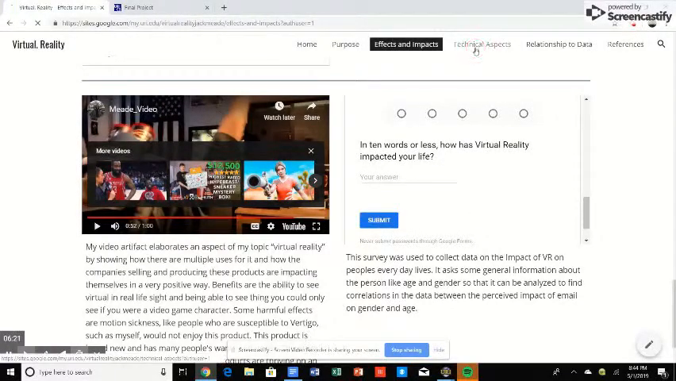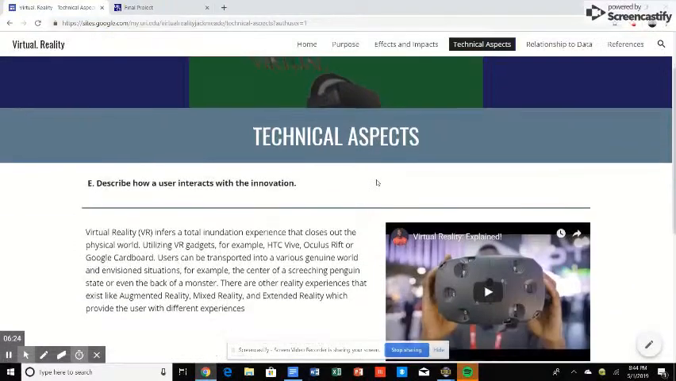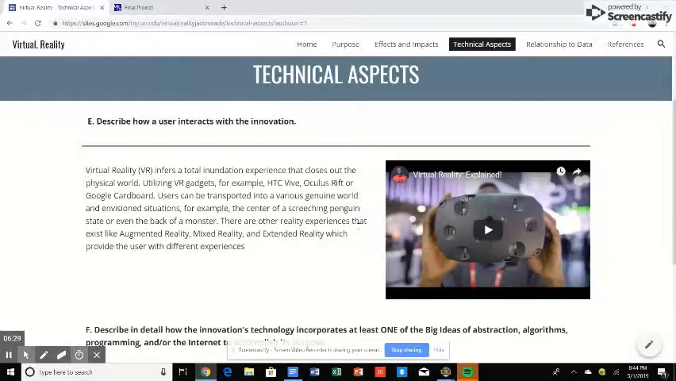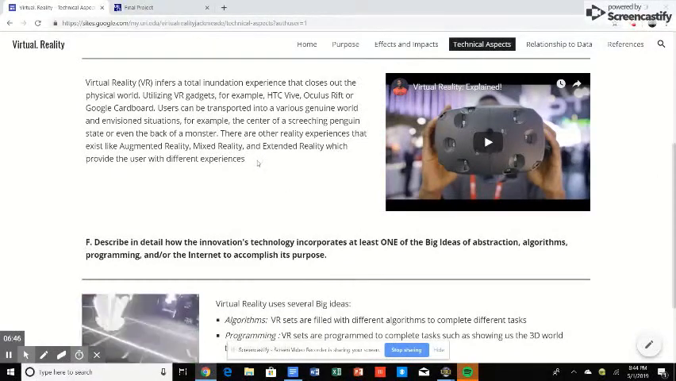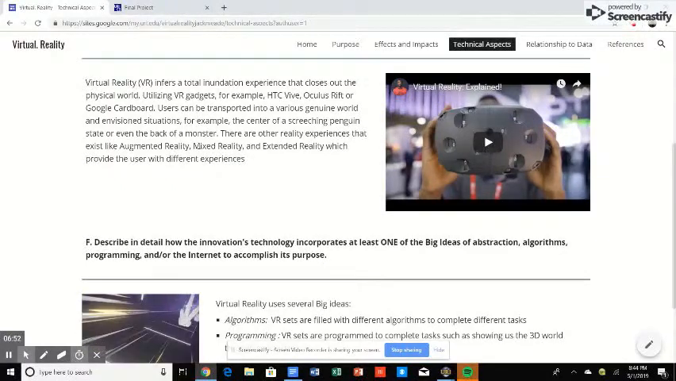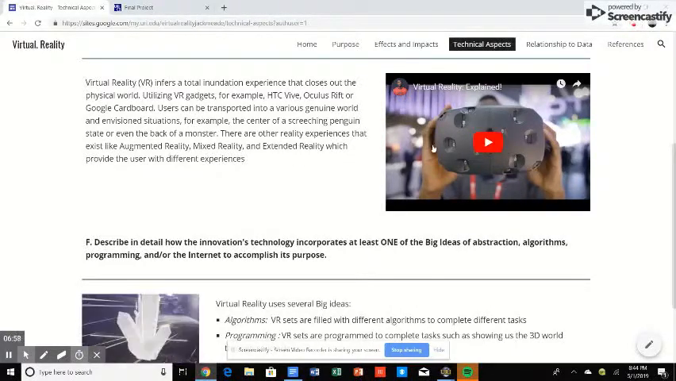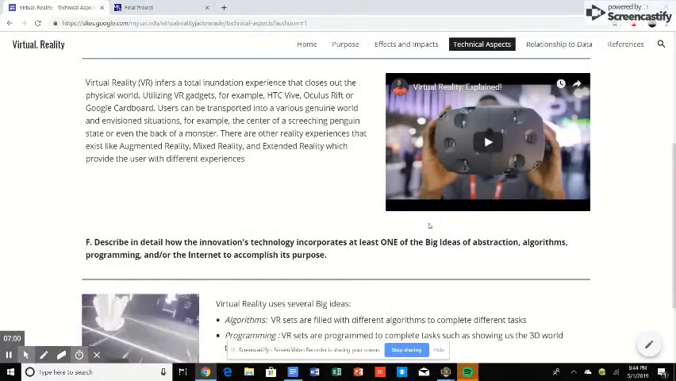Then the next technical aspect was part E, which describes how the user interacts with the innovation. Pretty much the user interacts with the experience, closing out the physical world and being in a 3D world, and users can be transported into various different worlds and situations, even anything that can be imagined. There are other experiences that exist in this reality, mixed reality and extended reality, which provide the user with different experiences. And this video over here, I'm not going to play because it's a little too long, but it pretty much sums up the whole aspect of the virtual reality goggles themselves.